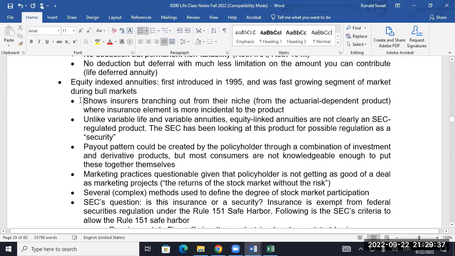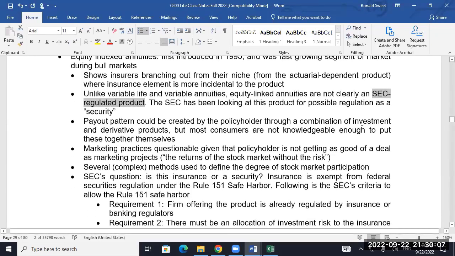It's a product that's really more of an investment than it is an actuarial product, so it's really not an insurance product. It is a deferred annuity, so it's part of the accumulation stage. Even though it looks more like an investment than an insurance product, it is not an SEC regulated product, although there was a very strong attempt to get the SEC to regulate these. They came so close. It's essentially a combination of an investment and a derivatives product.